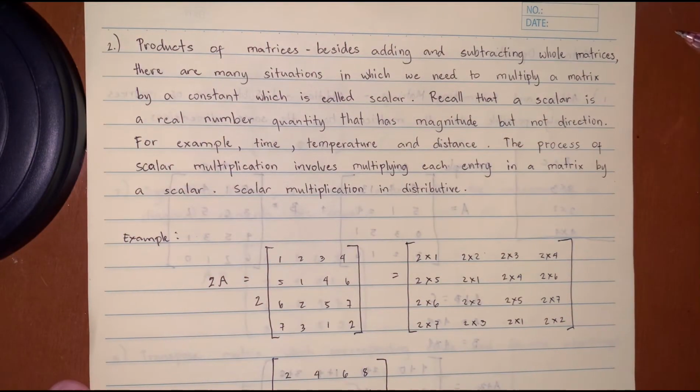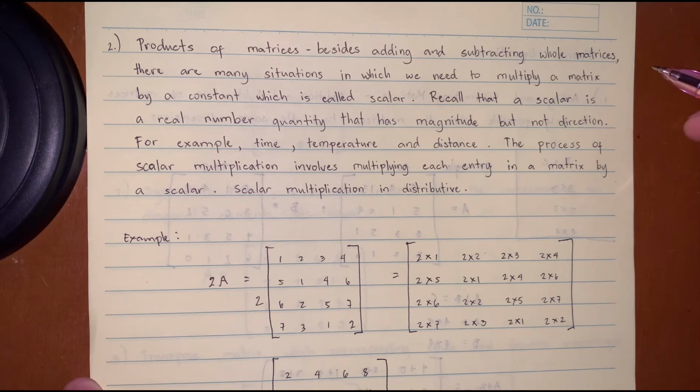Product of matrices. Besides adding and subtracting whole matrices, there are many situations in which we need to multiply a matrix by a constant which is called a scalar. A scalar is a real number quantity that has magnitude but not direction. For example, time, temperature, and distance. The process of scalar multiplication involves multiplying each entry in a matrix.